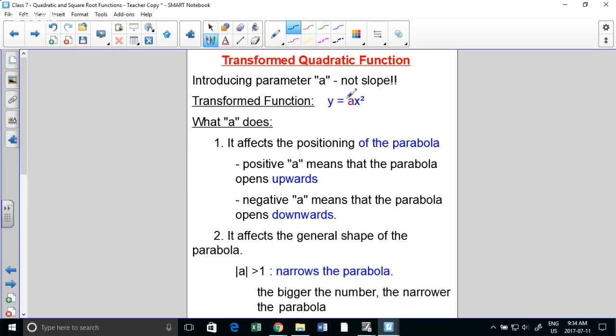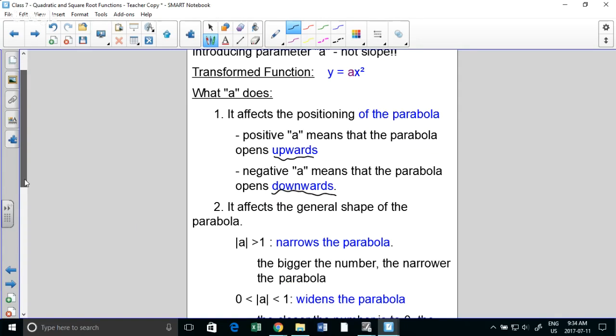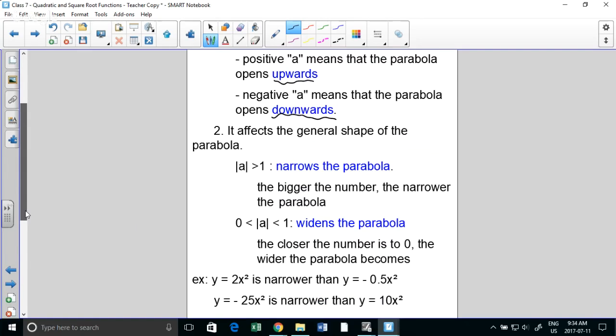So the transform function is y equals ax squared, where a affects the positioning of the parabola. Positive a means that the parabola opens upwards. Negative a means that the parabola opens downwards. It affects the general shape of the parabola. So the bigger the number, the skinnier the parabola. And if it's between 0 and 1, it makes it wider.